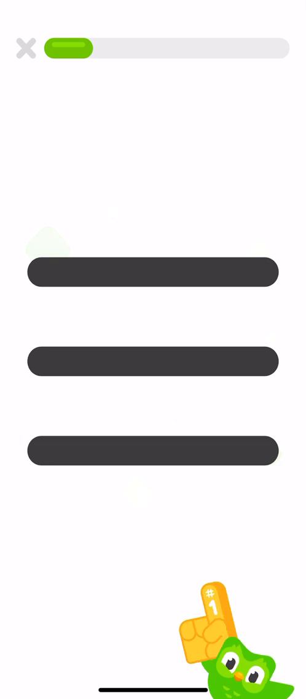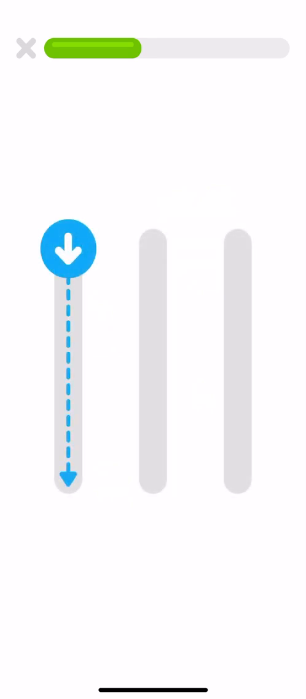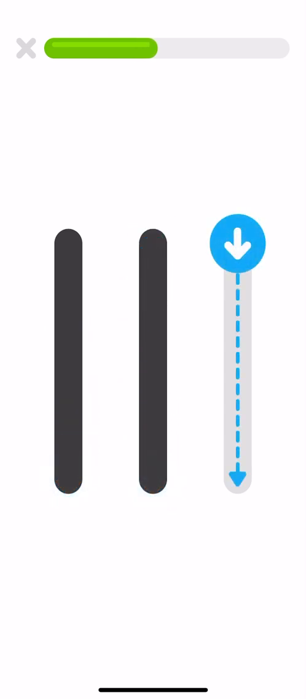Let's draw the lines. Draw the lines. Tap the dots. Draw the lines.